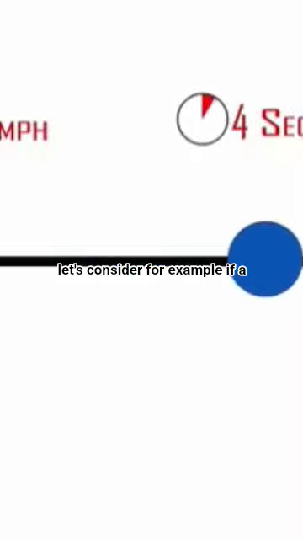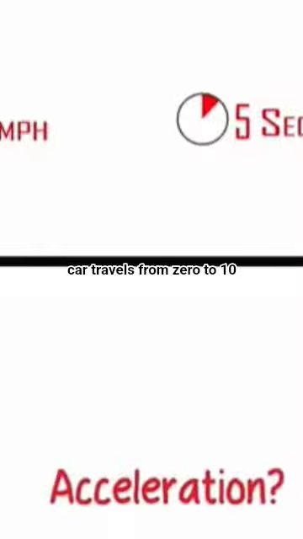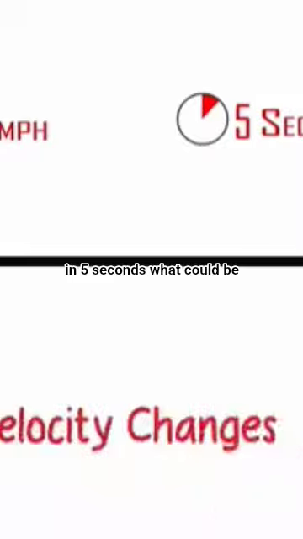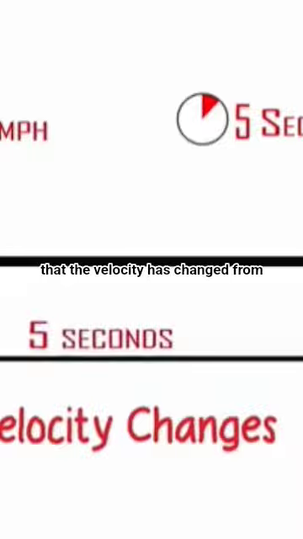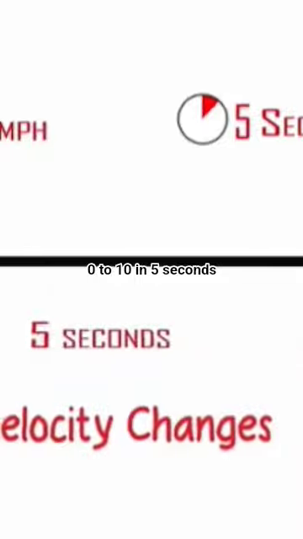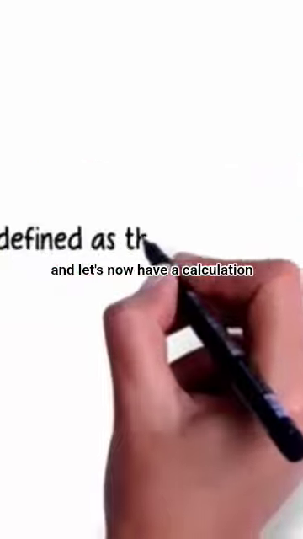So let's consider, for example, if a car travels from 0 to 10 in 5 seconds, what could be the acceleration? Since there is a change in velocity, we find that the velocity has changed from 0 to 10 in 5 seconds. And let's now have a calculation.